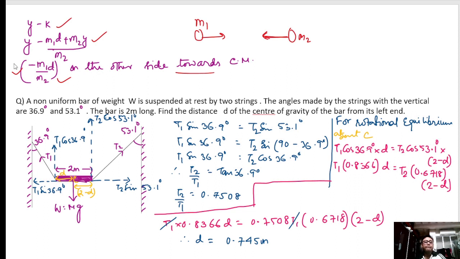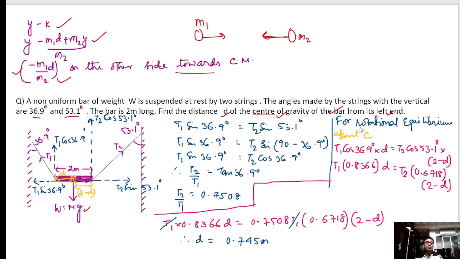Next sum. There is a non-uniform bar. Please see this. This is a non-uniform bar of weight W, hanging, and it is suspended by two strings making an angle of 36.9 degree with the wall and 53.1 degree with the wall. The bar is 2 meter long. Find the distance d of the center of gravity of the bar from the left end.